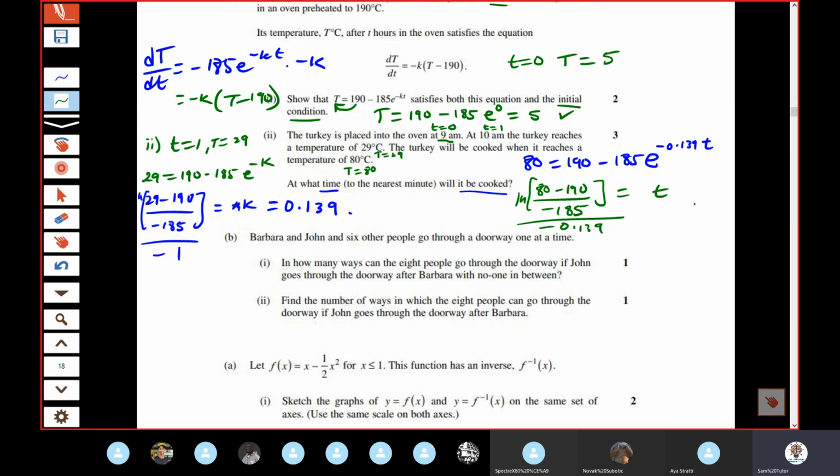All right. Log of 80 minus 190 on negative 185, divided by negative... Did I store it? Yes, it's stored. Start again. 80, take away 190 on negative 185, log answer, divide by negative k, 3.74, blah, blah, blah. The students who wrote that got 2 out of 3. What's the answer that we're looking for?